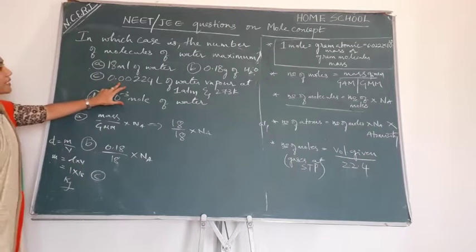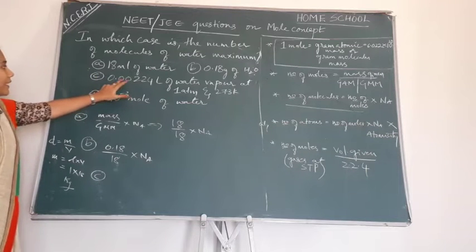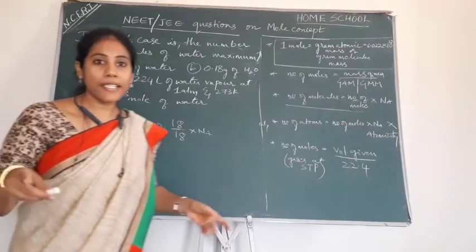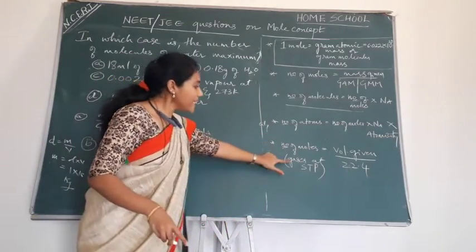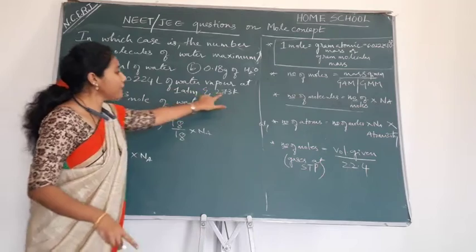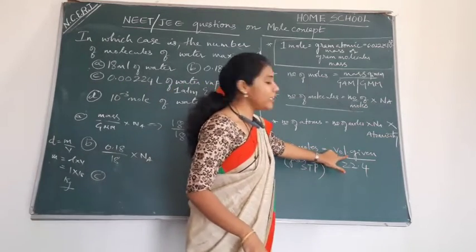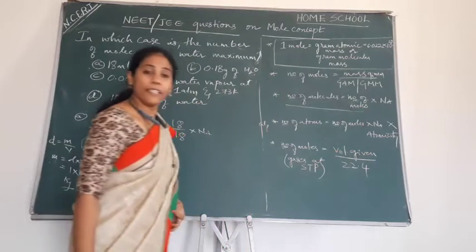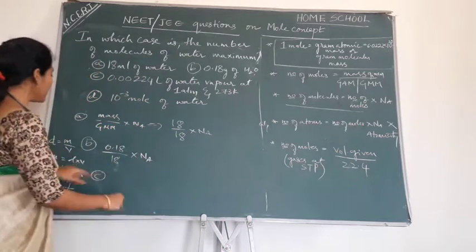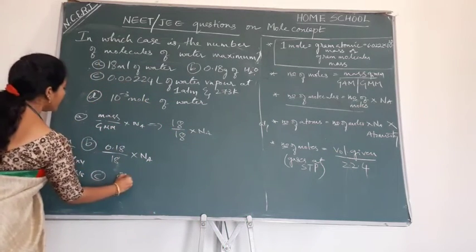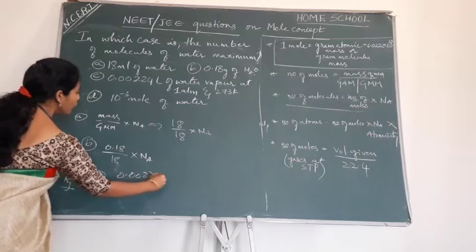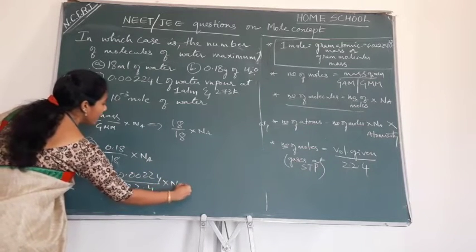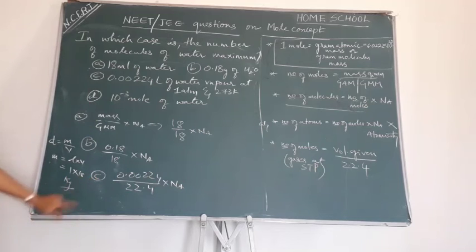You see option C, which formula will you use? These many liters means the volume of water vapor. Water vapor is a gas. So when something is a gas, that is at STP condition. What is the formula you will use to calculate number of moles? It is volume given divided by 22.4, no? So what is the volume given here? 0.00224 divided by 22.4 into Avogadro number. This is how you will calculate for option C.